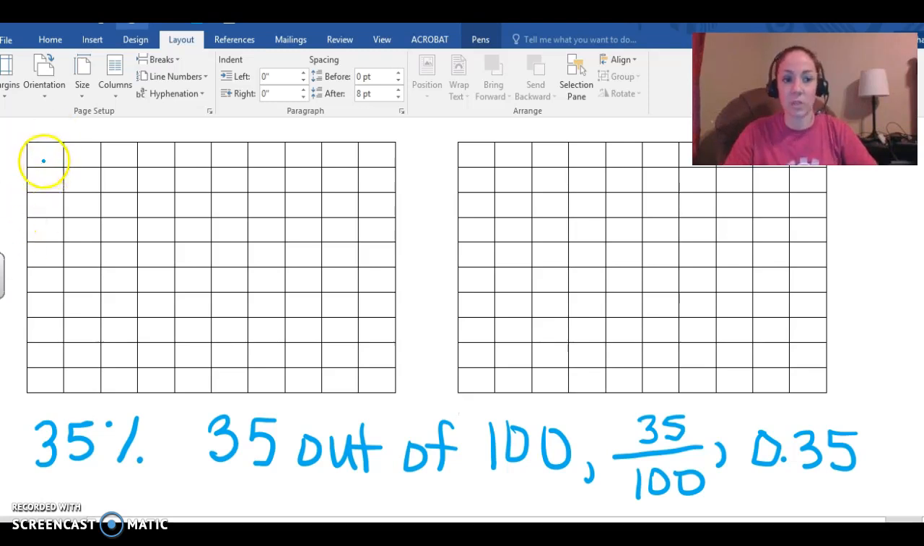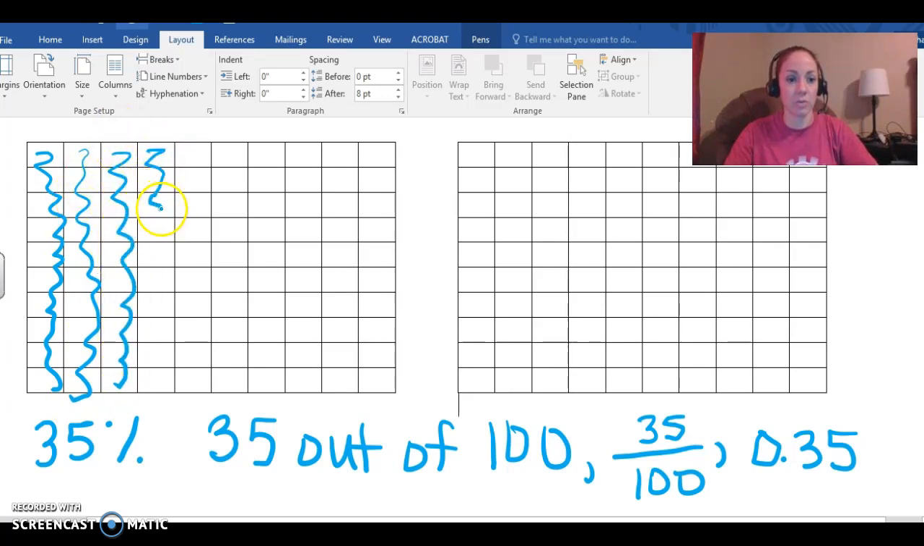We can also use the hundreds chart to color 35 squares. So there's 10, 20, 30, and 1, 2, 3, 4, 5. See, lovely, isn't it? The 35 shaded squares represent 35% because it's 35 out of 100 squares that are colored. So percents, fractions, and decimals can all be used interchangeably. Let's try a few together using the 100 grid.